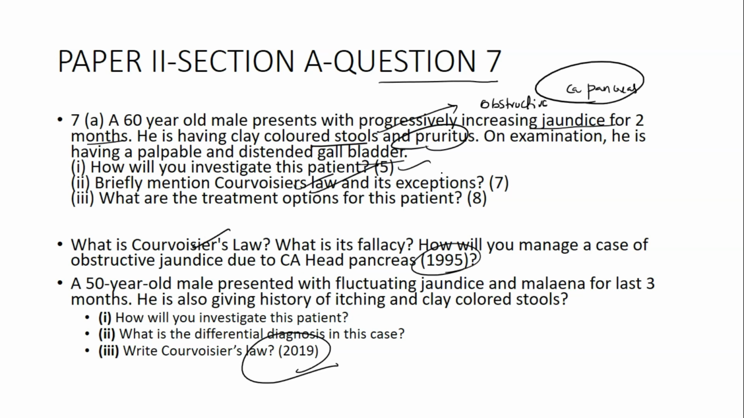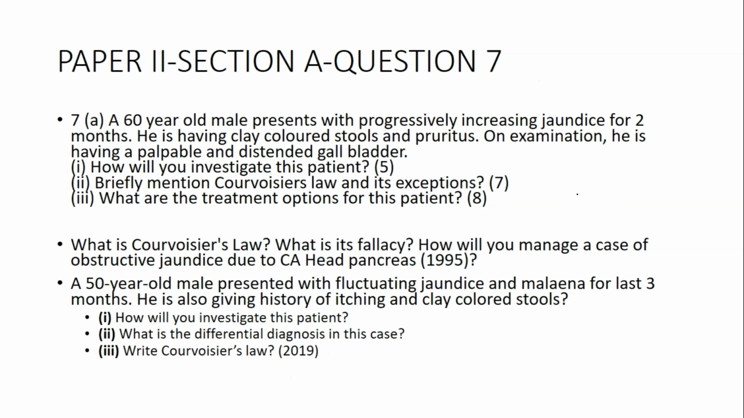How will you investigate a patient with CA pancreas? What is Courvoisier's law? What are its exceptions? And what are the treatment options which are available for this patient? So Whipple's procedure, you have to draw the diagram here. Okay. There are some latest techniques available too. So it is CA pancreas.